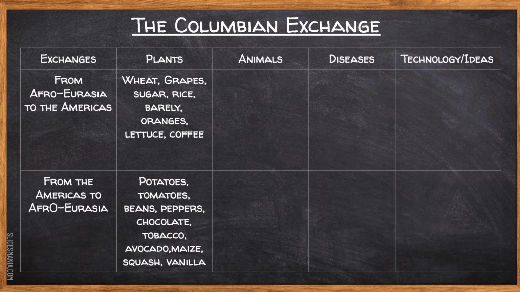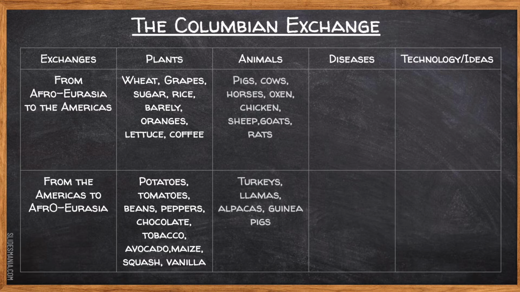And from the Americas to Afro-Eurasia, we have potatoes, tomatoes, beans, peppers, chocolate, tobacco, avocado, maize, squash, and vanilla. Among the animals that get traded from Afro-Eurasia to the Americas include pigs, cows, horses, ox, chicken, sheep, goats, and rats, all of which are relatively dirty animals which carry their fair share of diseases and germs. From the Americas to Afro-Eurasia, we have turkeys, llamas, alpacas, and guinea pigs. Those animals aren't quite as dirty as pigs, cows, horses, oxen, chicken, and sheep.